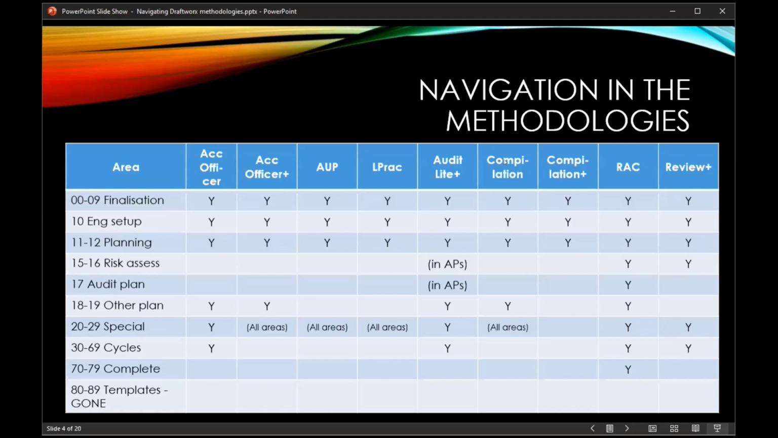Okay, then in RAC we have a special section, section 70 to 79, which is completeness. And what we deal with here is certain immaterial items that you still want to get some sort of completeness assurance on. They would not have formed part of other cycles. So there's a special document in section 70 for RAC that deals with completeness of various components.